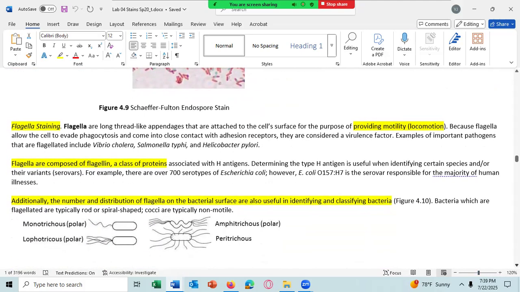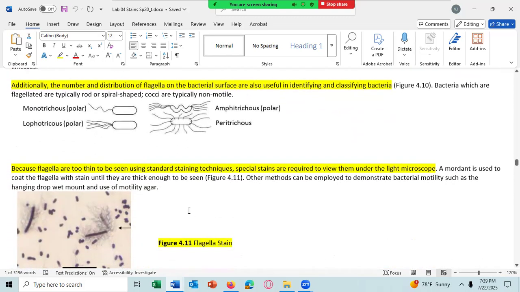Another special stain is the flagella stain, which is a stain to show the flagella. If the cell can move, meaning it has motility or locomotion, and it's a bacteria, or even an archaebacteria, it can only move because it has one or more flagellum. The flagella are composed of the flagellin protein. You can classify the species by the number and distribution of flagella on the bacterial surface of the cells.